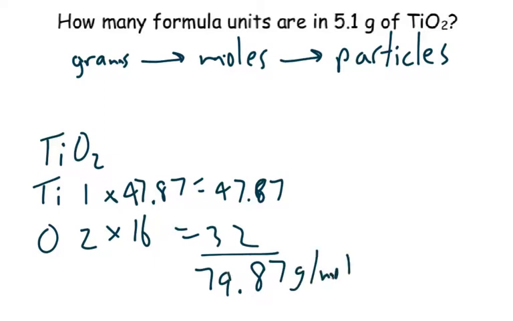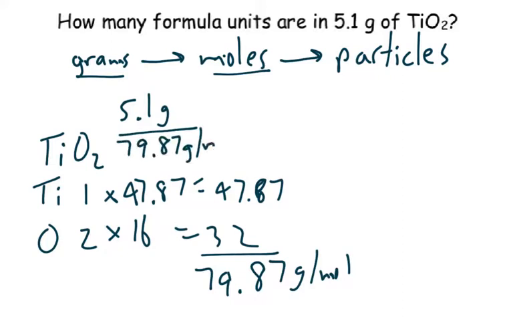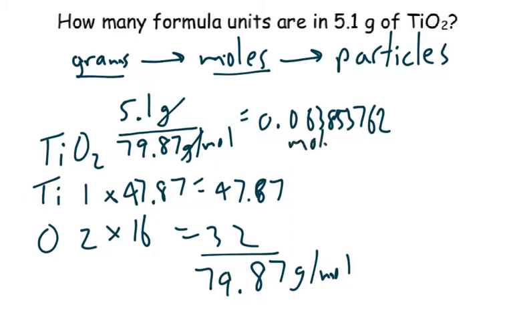So the first step is to go from grams to moles. We're going to get the grams given, which is 5.1 grams. We're going to divide that by the molar mass, which is 79.87 grams per mole. The grams are going to cancel. We're going to be left with moles. So I got 5.1 divided by 79.87, and I get 0.063853. So here, you don't have to round at all, or if you do, make sure we leave a few extra digits because at the end we're going to need to keep only 2.